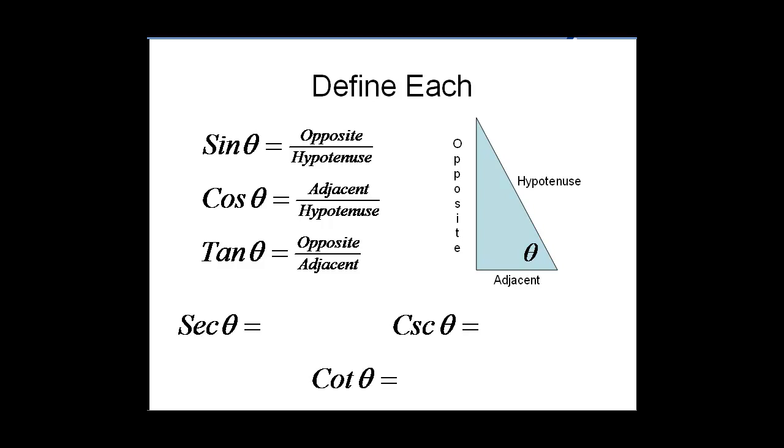Now the reciprocal functions, if you flip those over. Secant is if you flip over cosine. If it starts with an S, flip it over, you get cosine, which is hypotenuse over adjacent. Cosecant is the reciprocal of sine. Again, if it starts with a C here, the reciprocal is S, so it's going to be hypotenuse over opposite. And cotangent is tangent flipped: adjacent over opposite.